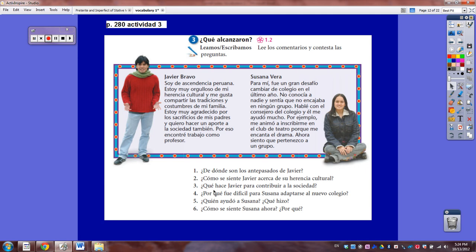Number 4, she felt like she didn't belong to any group. Sentía que no encajaba en ningún grupo. 5, who helped Susana and what did they do? The consejero del colegio, the counselor, helped her because he le animó a inscribir en un club de teatro. Helped her to join, encouraged her to join a theater club. And number 6, how does Susana feel now and why? She feels contenta. She feels happy. I don't know where it says that, but she does. She has friends in a drama club, so tiene amigos en un club de drama.